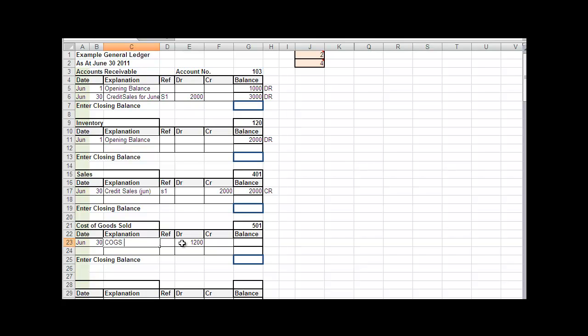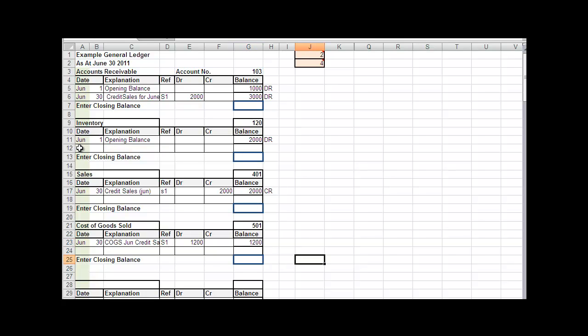COGS for June, COGS, that'll be, take it, June credit sales. We could make that a bit smaller, it won't all fit in. The reference again is S1. We've got $1,200 debit and our balance will be $1,200.